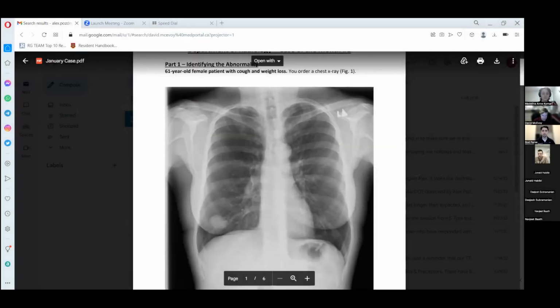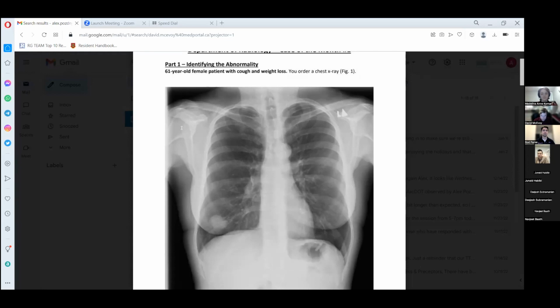I just was wondering, so most of you are just starting your clerkship right now. Is that correct? So probably not many of you have much exposure to radiology and reading X-rays. And I just want to preface that there are no expectations at all, and this is purely just for learning and making you interested in the field of radiology.